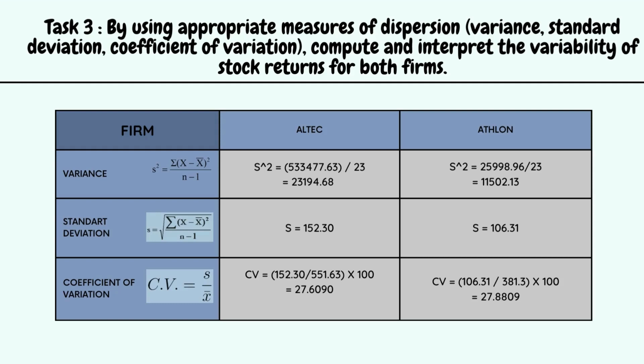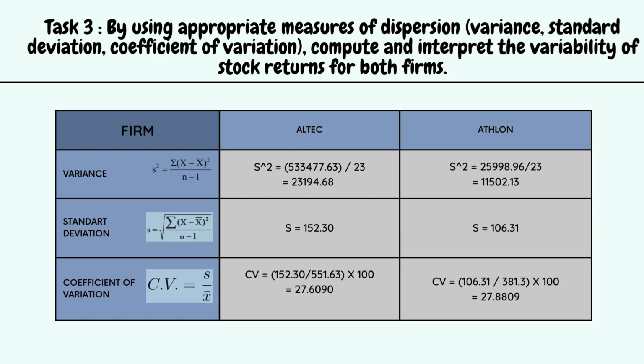Next is standard deviation. It's almost the same as the variance formula, but with an added square root. We use the variance answer and square root it, and the answer is 152 ringgit and 30 cents. Lastly is the coefficient of variation. Use the formula CV equals s divided by mean, times 100, and the answer is 27.61%.